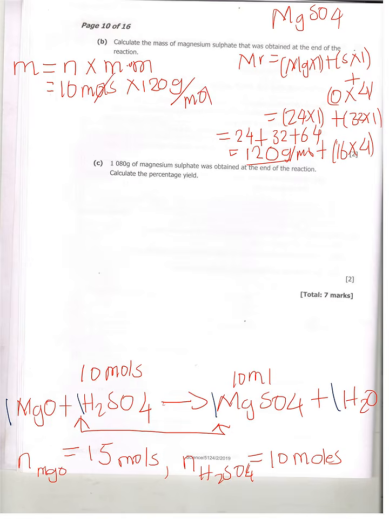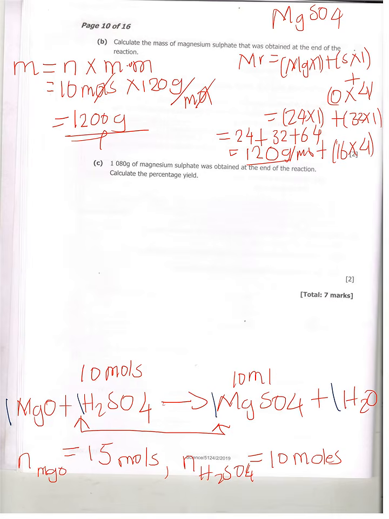So this mole and this will cancel. So 10 times 120 is 1200 grams. So this is the theoretical yield. Theoretical yield looks at the mass or the amount of a substance that we are expecting based on a calculation. Now the actual is what we have gotten.